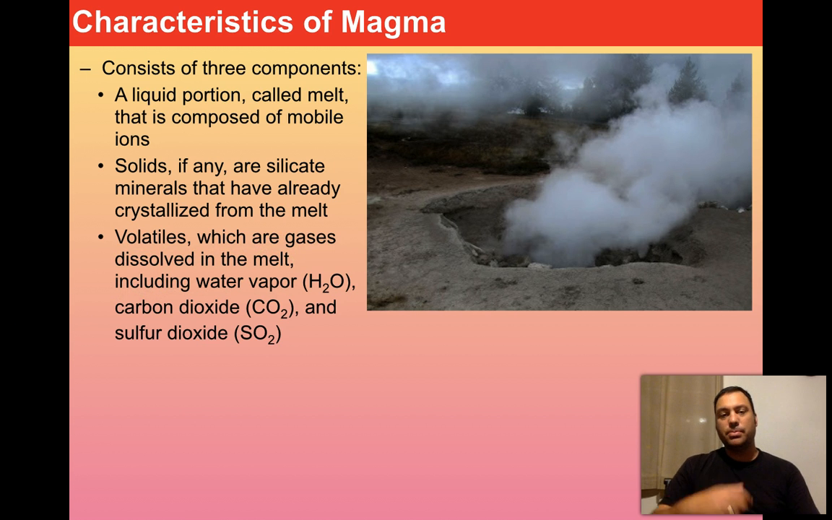So just like a soda pop, right? When you open a soda pop, the bubbles of carbon dioxide come out. The same thing happens in magmas: you have dissolved gases within the magma that come out when they get towards the surface, if they happen to get close enough to the surface. The typical volatiles, or gases, that we see are water vapor, which is steam, H2O, carbon dioxide, CO2, and sulfur dioxide.